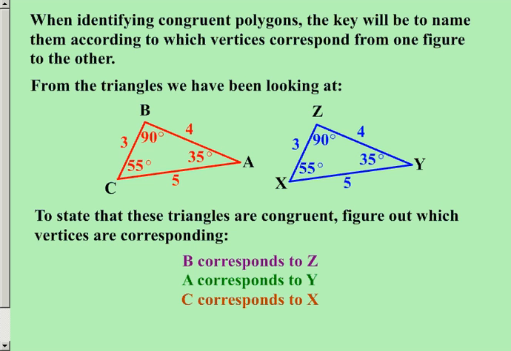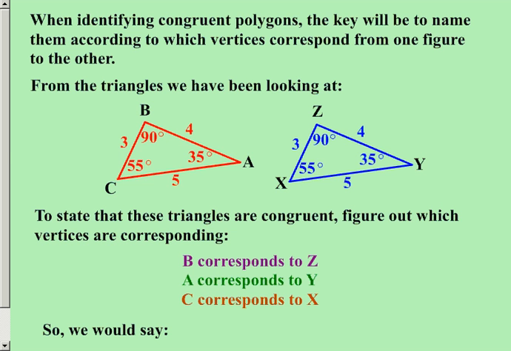And similarly, C is going to correspond to vertex X. They've got the 55-degree angles positioned near them. They are the joining point between the side lengths of 3 units and 5 units. Okay, so C definitely corresponds to X.